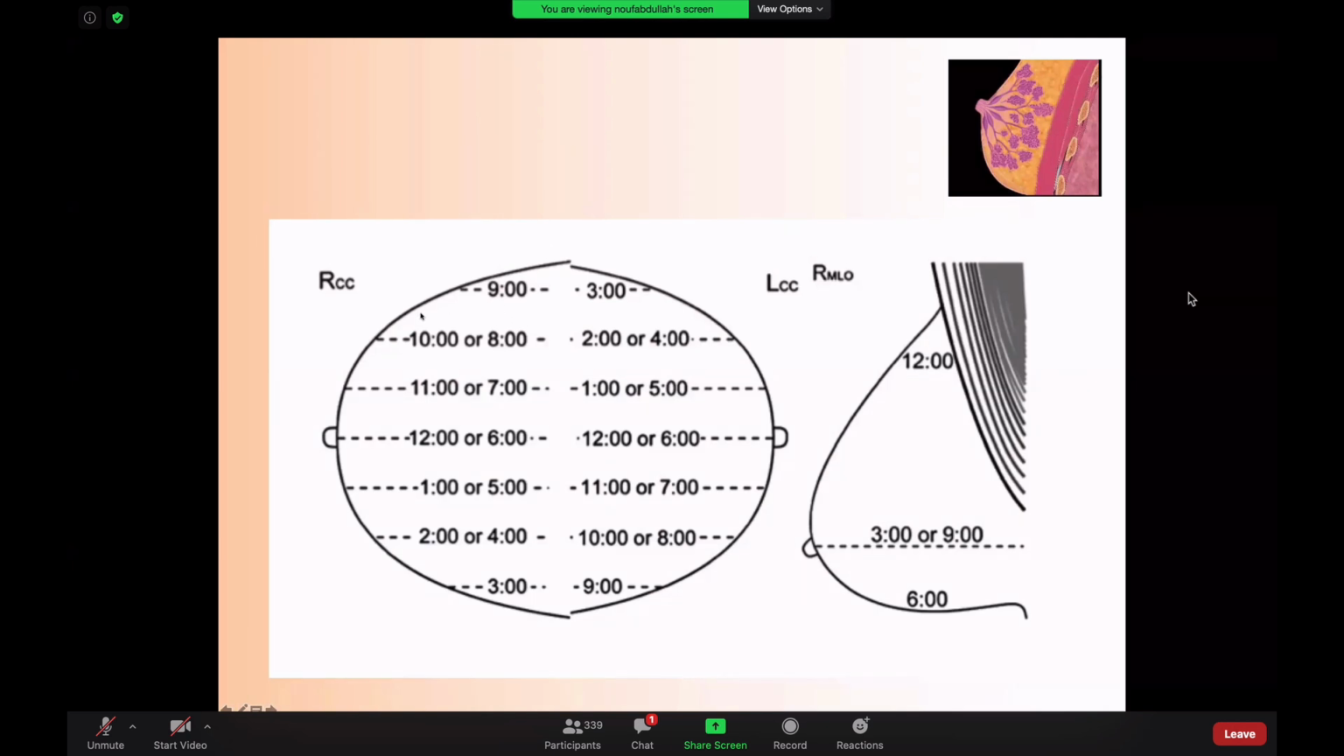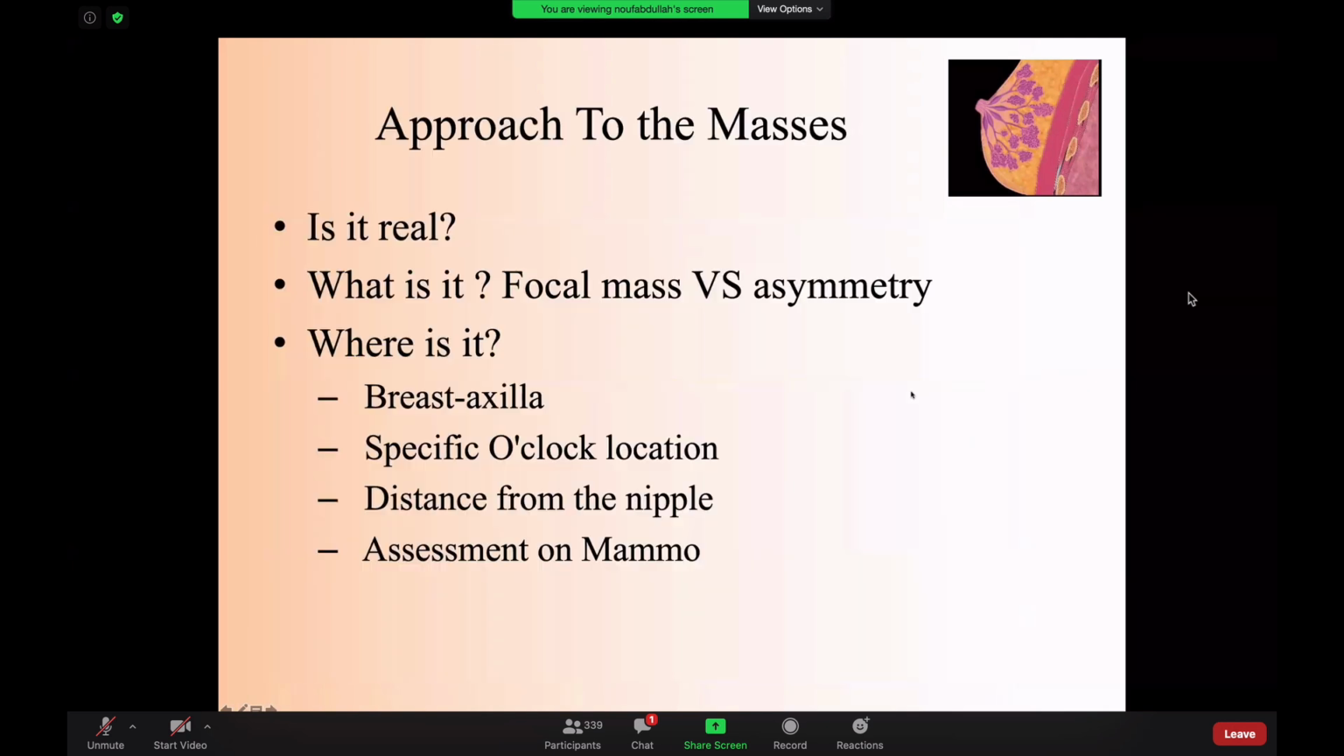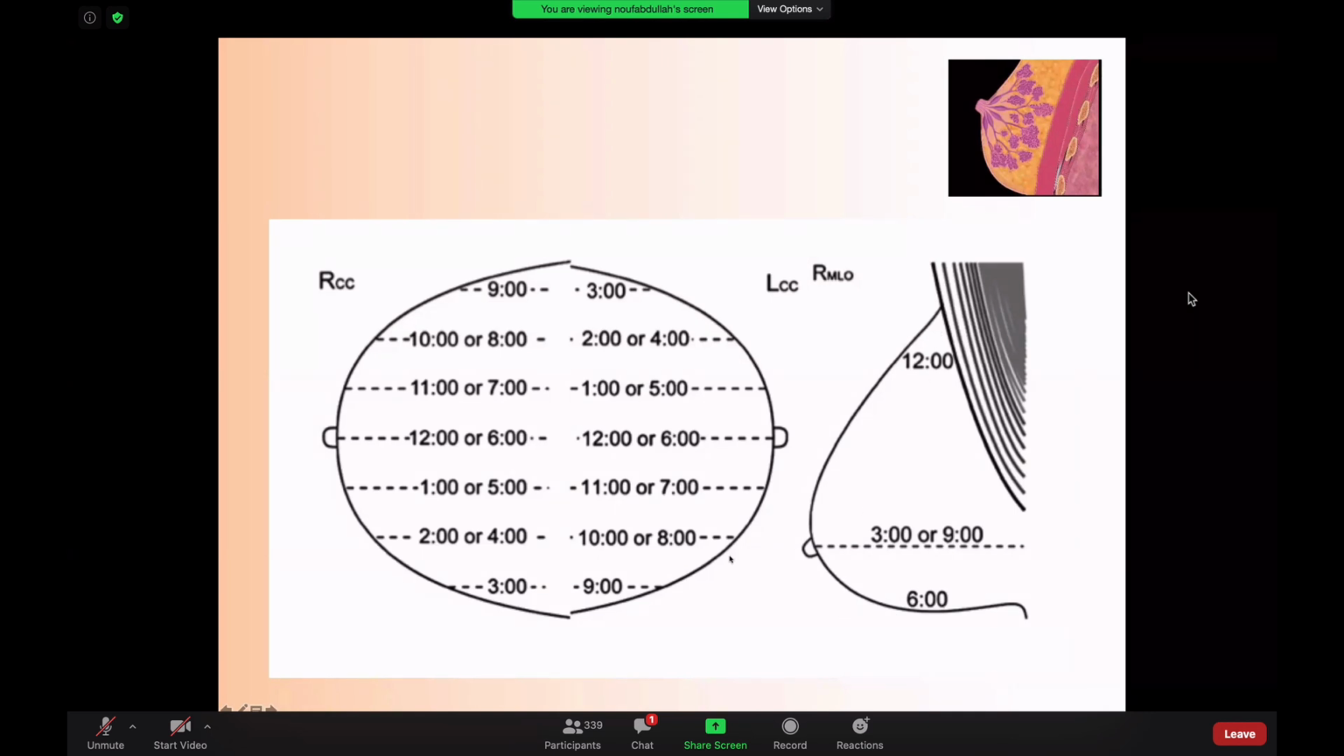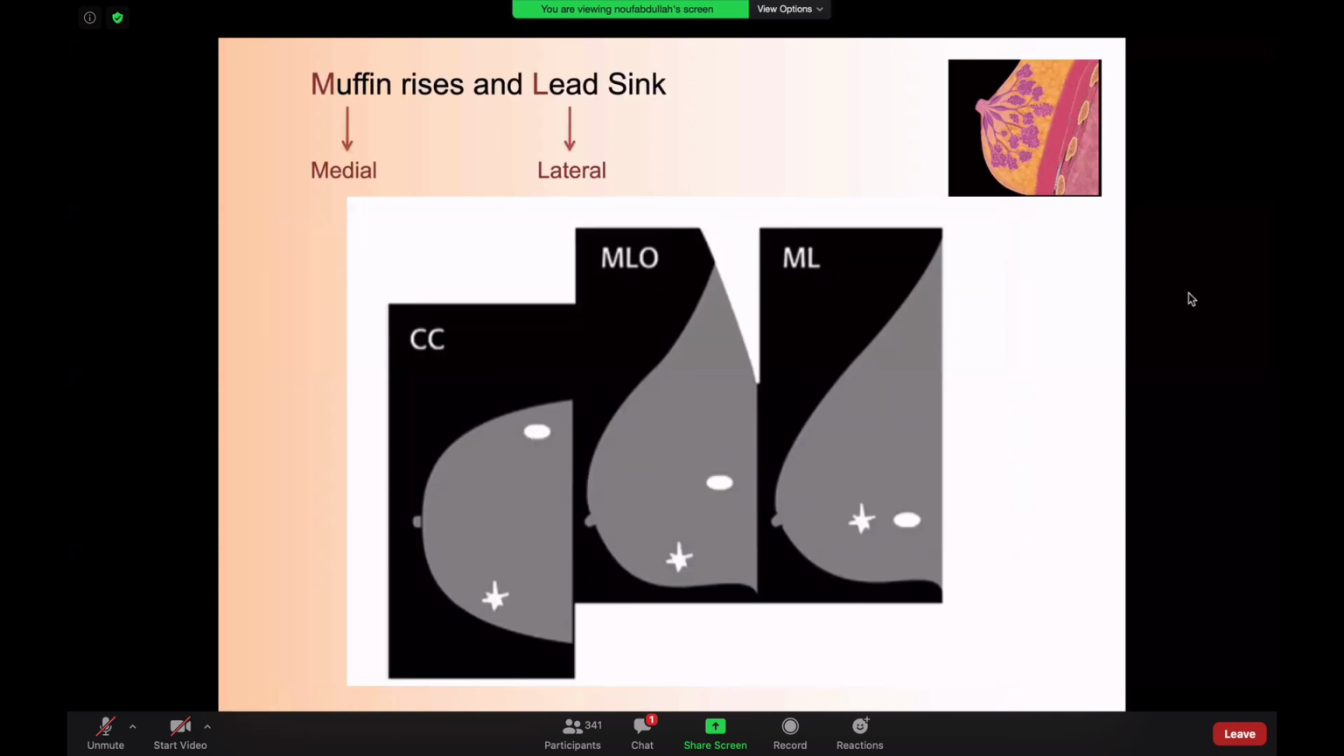So if you have a CC view, right or left, and an MLO view, for example, you have to keep in mind on the CC view, whatever is located on this side is the lateral part of the breast. Whatever is located on this side is the medial side of the breast. And it would vary depending on whether we are dealing with a right or a left breast. In the MLO view, if you have something above the nipple line, then this is the superior part of the breast. Anything below the nipple line, I'm dealing with something inferior in the breast.